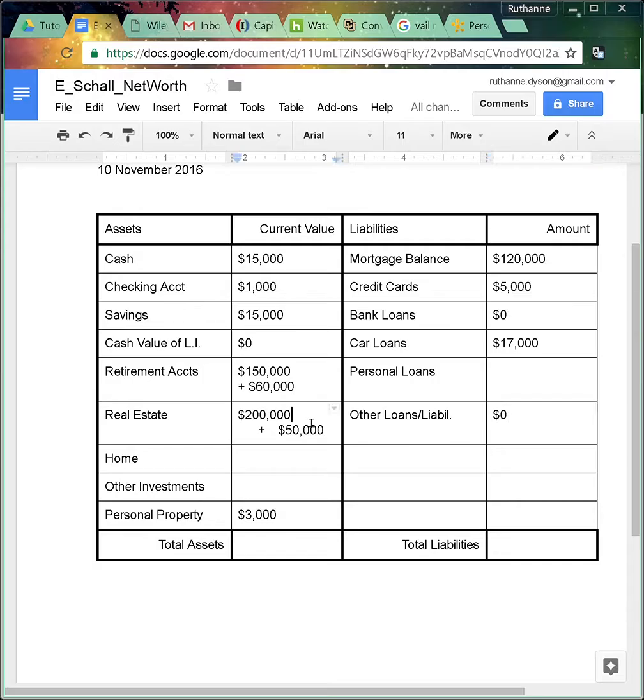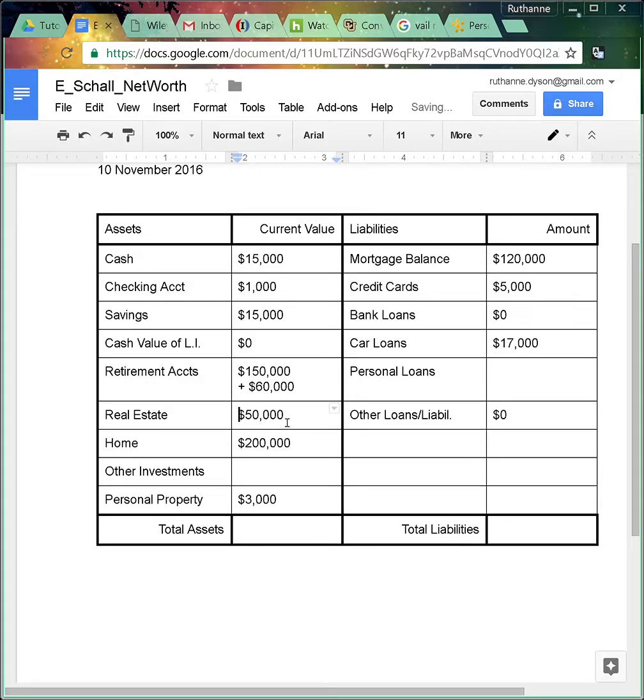Oh, actually, we're going to move this 200,000. I didn't see that they had home, and we're going to put it down here in home. Typically, all of your real estate, whether it be your home or anything else, would simply be included in real estate. And then it doesn't list any other investments that I've seen. So we can go ahead and put 0 here.